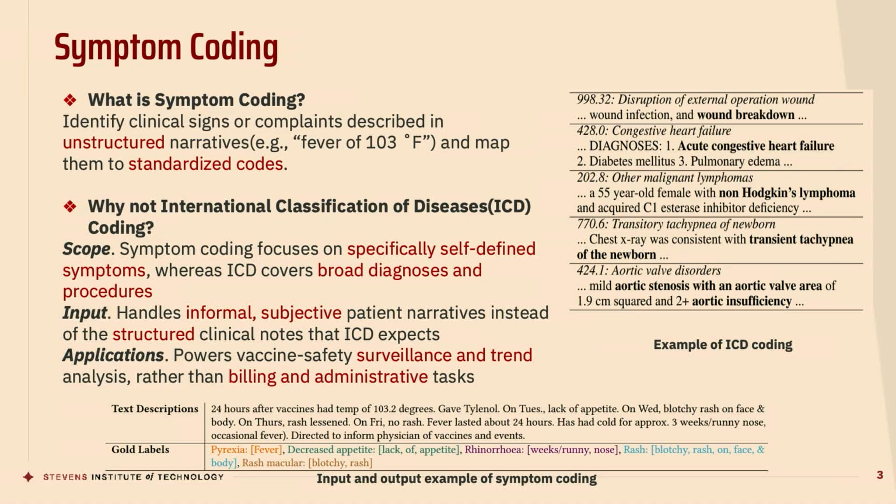Basically, ICD covers the whole range of medical codes. Symptom coding only focuses on a narrower range, which can be defined by ourselves. It only focuses on the symptoms, whereas ICD covers procedures and diagnoses. For input level, symptom coding handles informal and subjective unstructured text instead of the more structured clinical notes or procedure reports used for ICD coding. And application-wise, symptom coding mainly focuses on surveillance or trend analysis, and ICD coding is generally more focused on administrative tasks like reimbursement or billing.